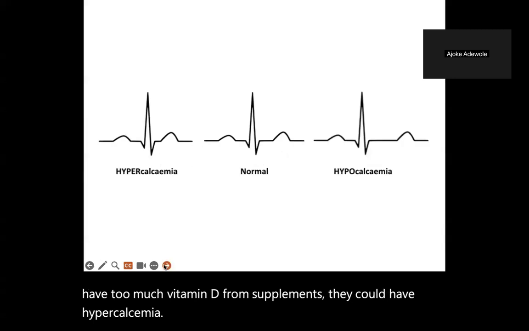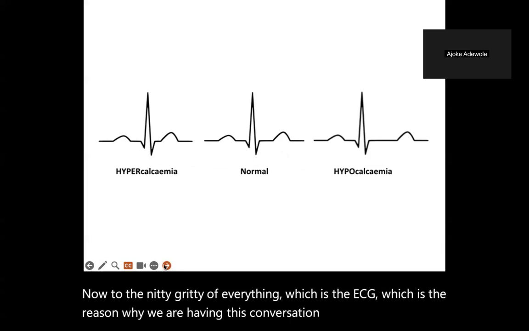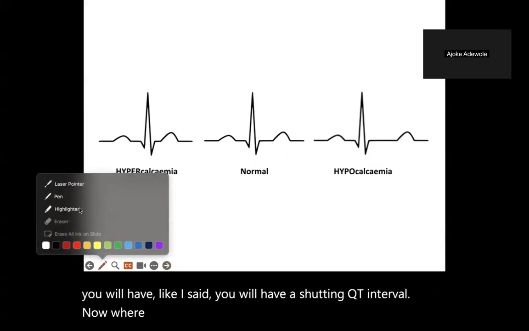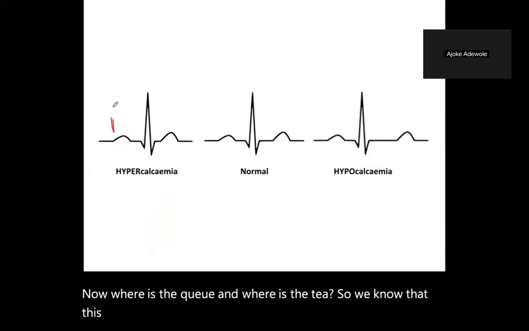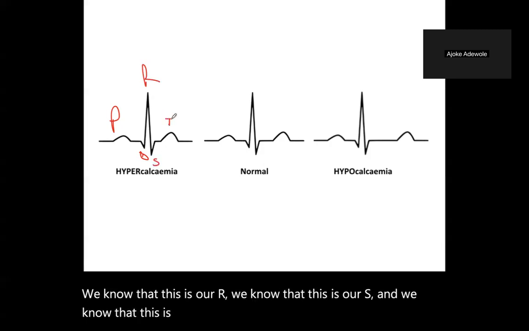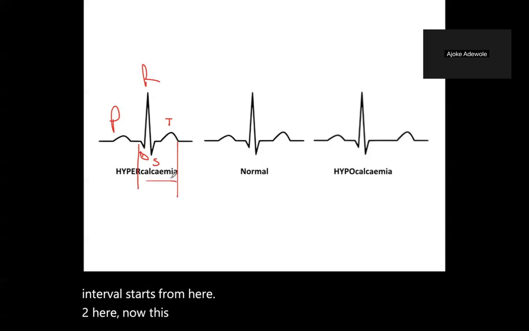Now, to the nitty-gritty of everything, which is the ECG, which is the reason why we are having this conversation. So, in hypercalcemia, you will have, like I said, a shortened QT interval. Now, where is the Q and where is the T? So, we know that this is our P. We know that this is our Q. We know that this is our R. We know that this is our S. And we know that this is our T wave. So if this is your P, actually your QT interval starts from here to here. Now, this is your QT interval, right?